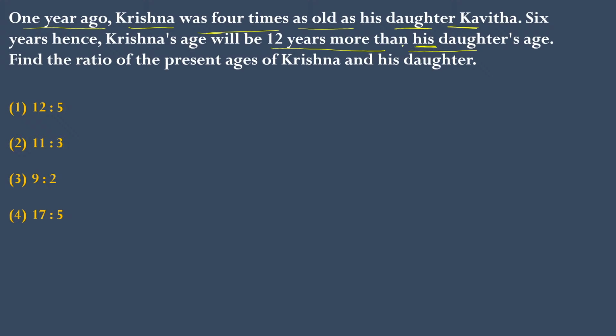Find the ratio of the present ages of Krishna and his daughter. We need to find the respective ratio of the present ages of Krishna and his daughter. First of all, see what the given information in the question is. Krishna was 4 times as old as his daughter Kavita.